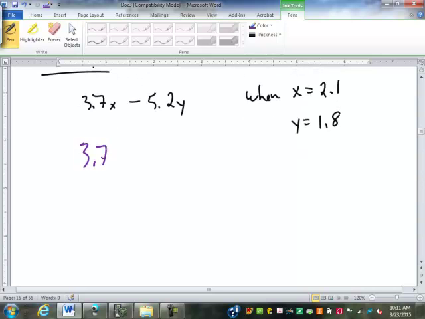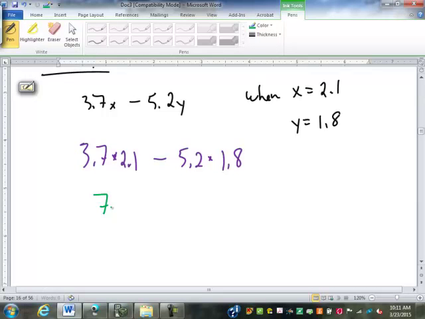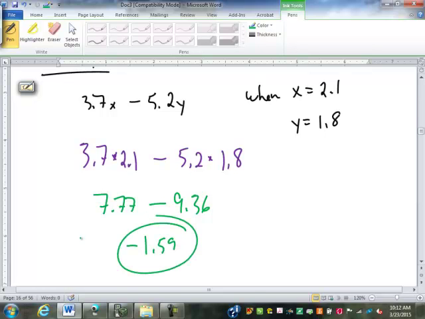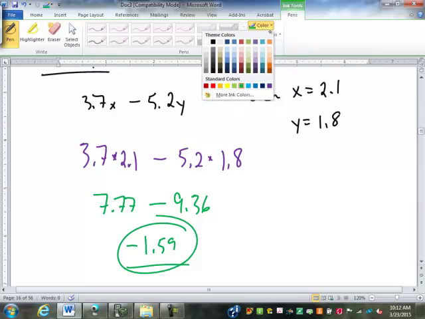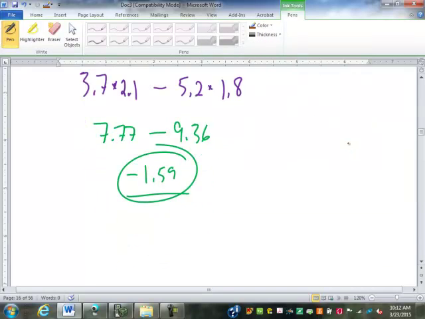So I put in 3.7 times 2.1 minus 5.2 times 1.8. So 3.7 times 2.1 is 7.77. Minus 5.2 times 1.8 is 9.36. Then we subtract to get a negative 1.59. There we go. You guys doing okay with that process? We've looked at that one before. I just wanted to point out that it was different from solving the equation.